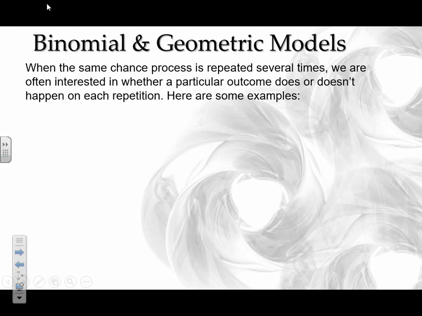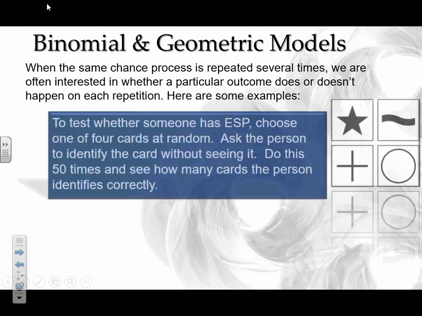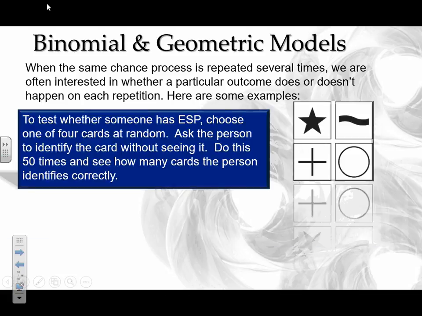Okay? So we're going to have binomial and geometric distributions that we're going to use to calculate different probabilities. Each one has its own separate conditions and properties as well. So here's one example of a time we could use a binomial or geometric.